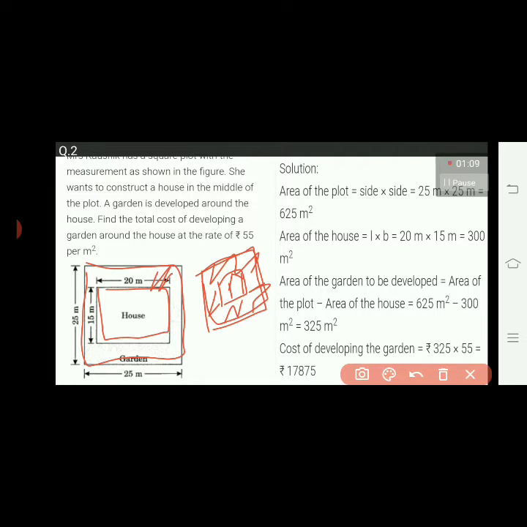It is 625 minus 300. Your answer is 325 meter square, in which she will put a garden. Now they are saying that the cost of 1 meter square garden is rupees 55, and total how much area of a garden she has, that is 325. So multiply, your answer is 17,875 is the cost of putting the garden.